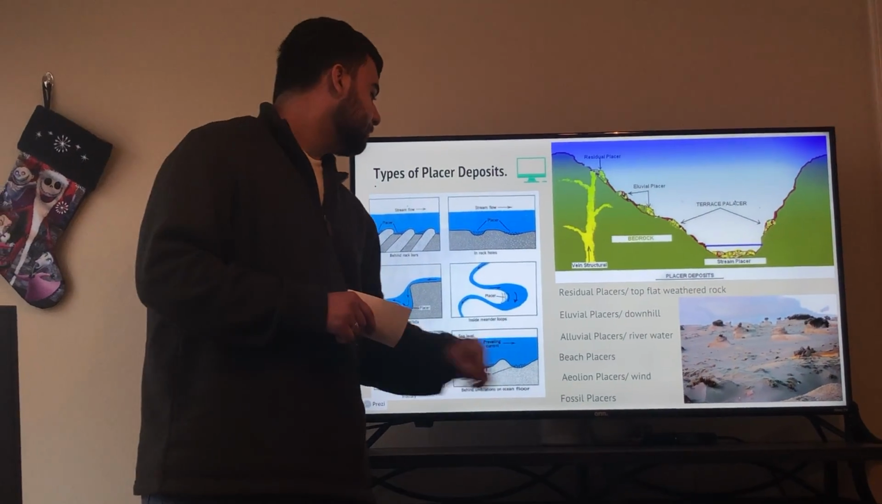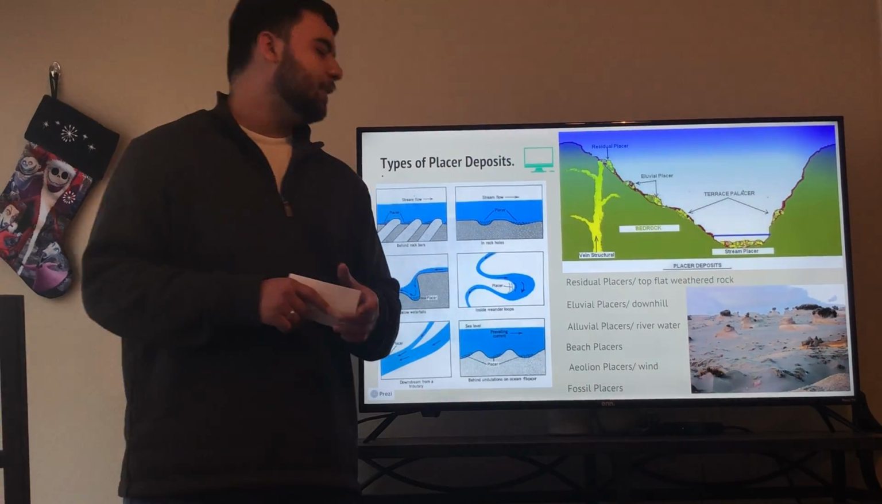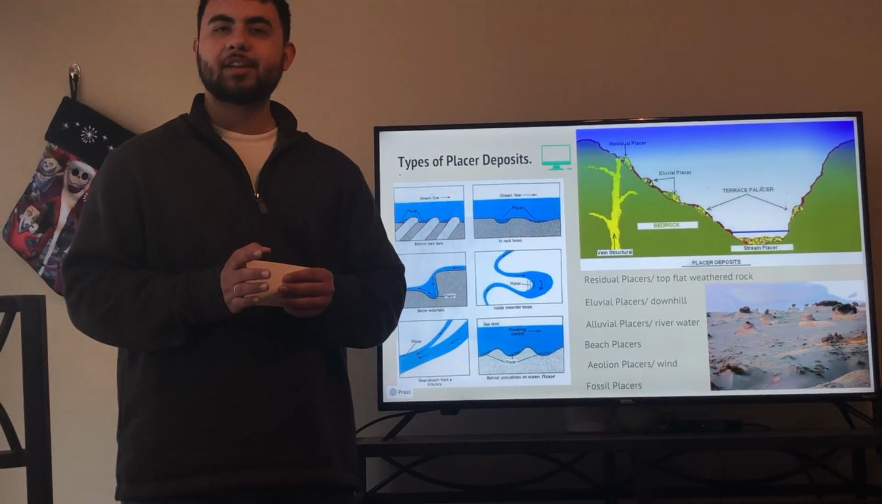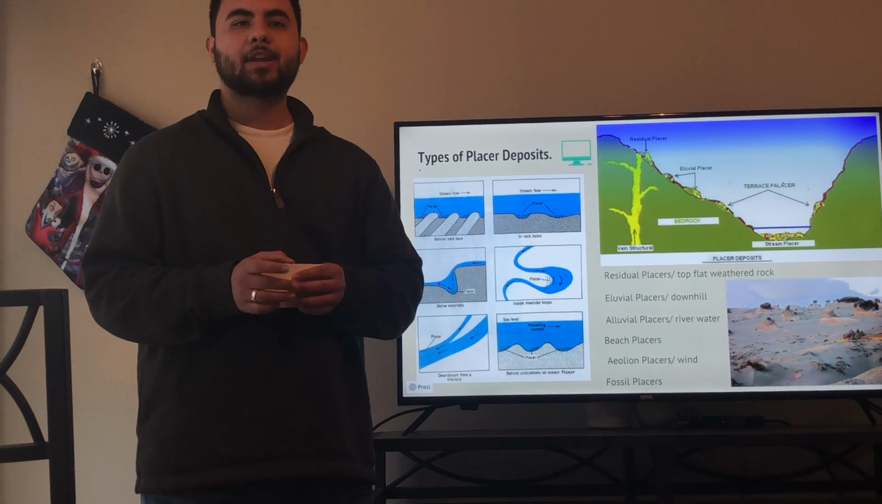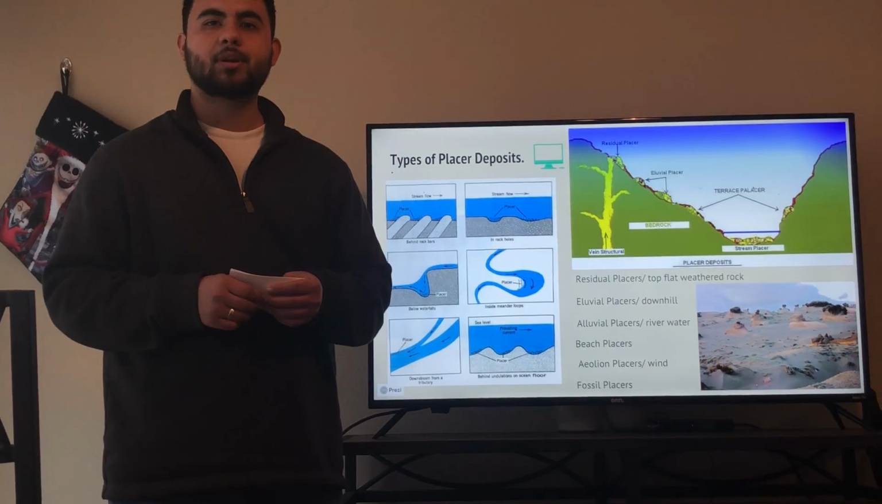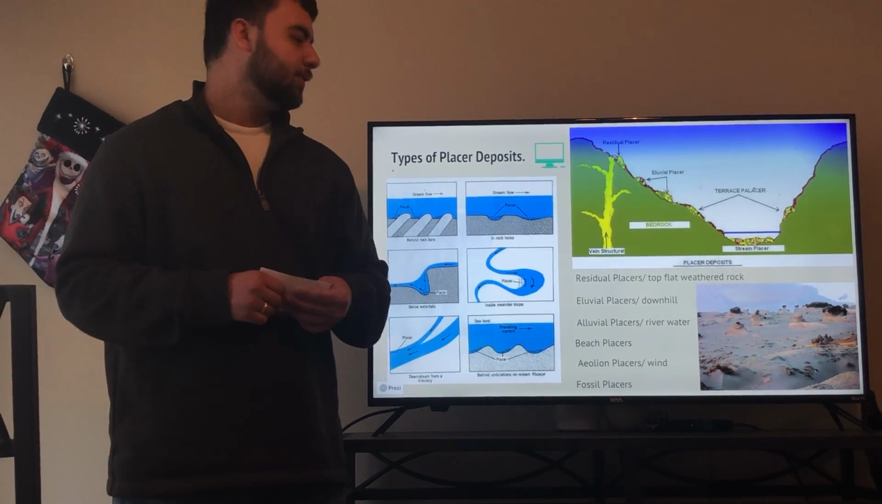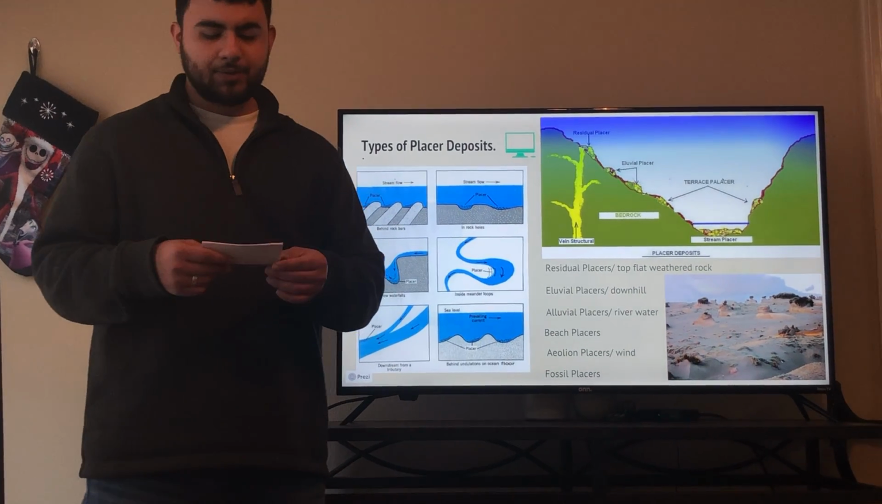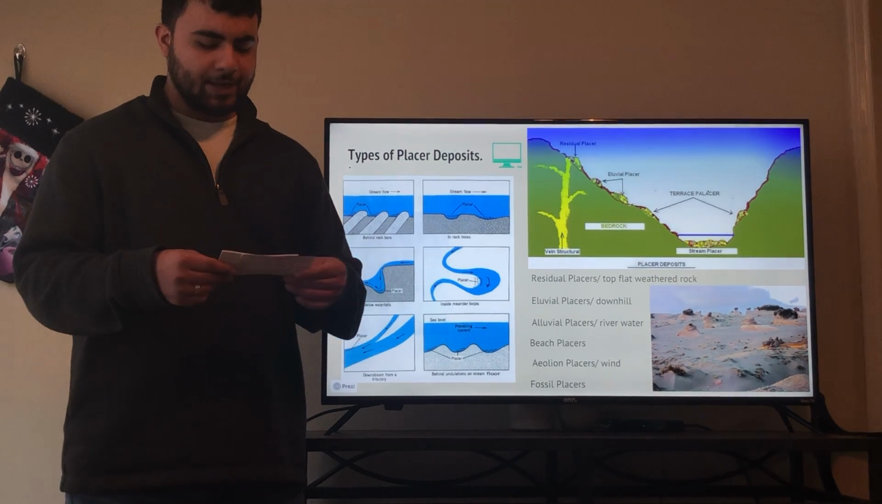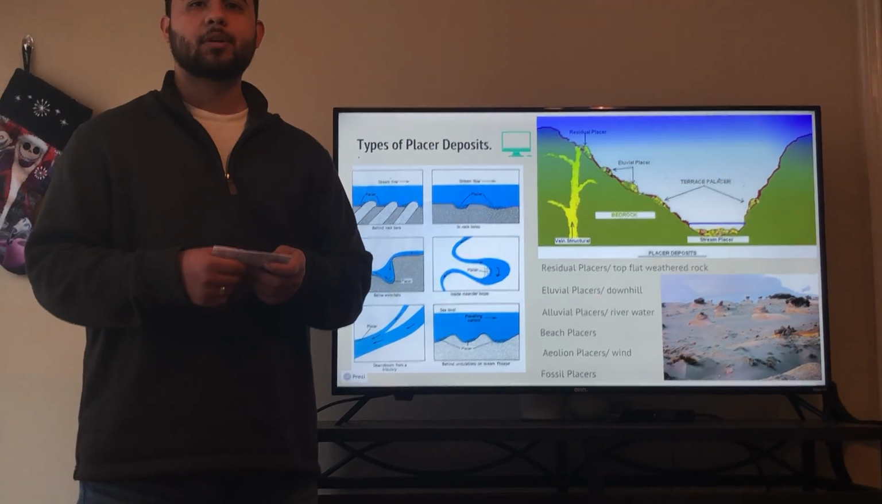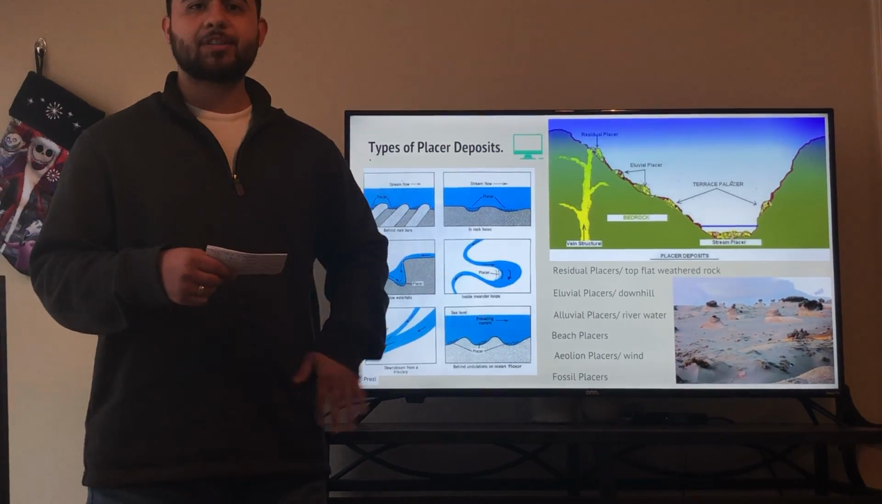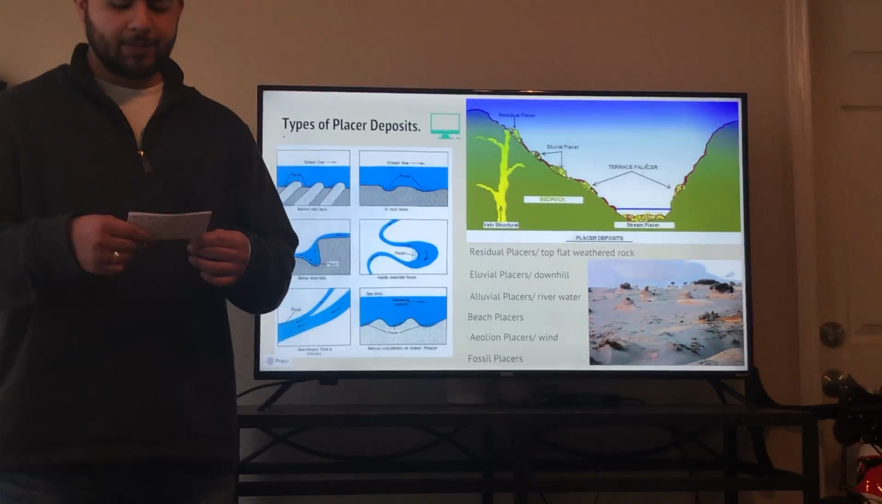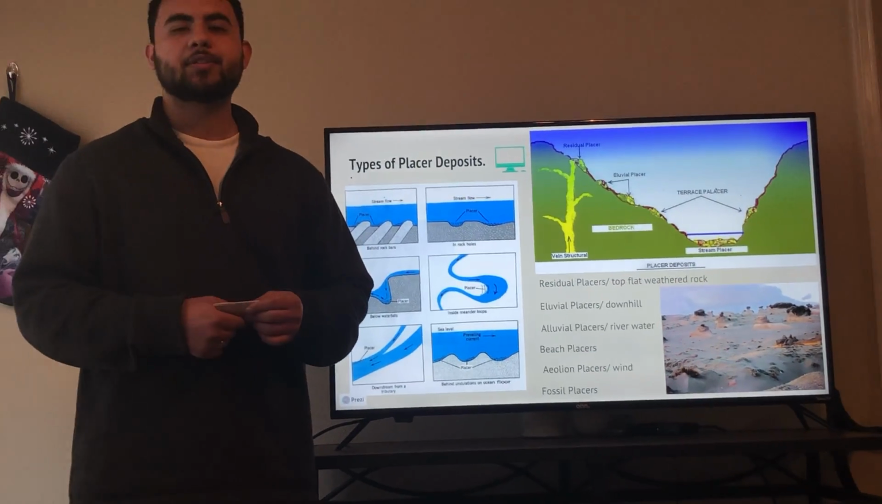And then we have eolian placers, which has to do with wind, so anywhere from a desert to any other place that can collect minerals and rocks and dirt and travel them from a distance is called the eolian placer. And the last one is referred to as a paleo placer, which is basically just fossil placer. These can be found mostly in paleo river systems.